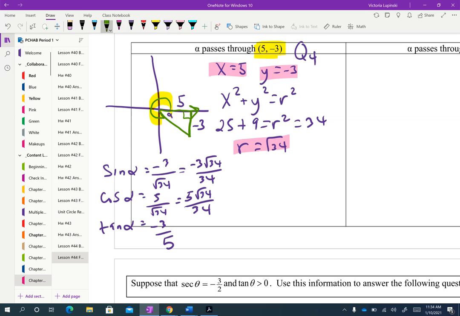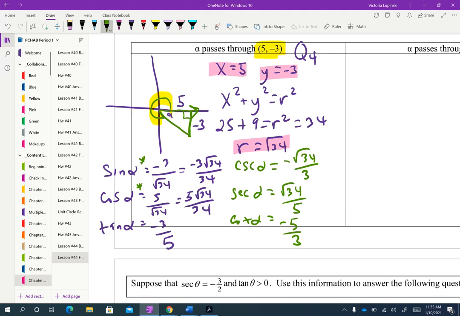Then to find the other 3 trig functions, I'm going to say the cosecant of alpha, the secant of alpha, and the cotangent of alpha. Remember, you can go back and look at those ratios, or you can just remember that these 3 green ratios have to be the reciprocal of the purple ones. And if you're trying to do the reciprocal, it's easier to do them before you rationalize, or else you have to rationalize twice. So the cosecant is going to be negative square root of 34 over 3. Then the square root of 34 over 5, and negative 5/3.